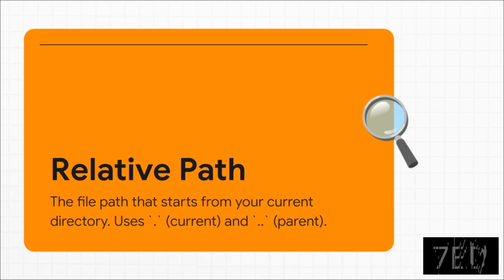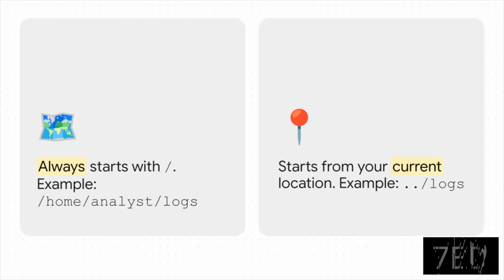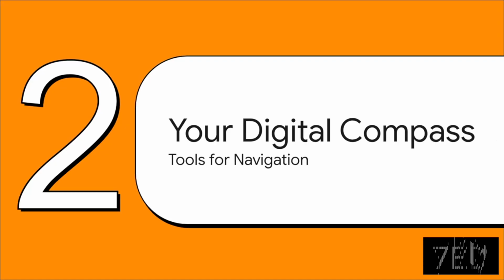But let's be real, you don't always need to use the full address. A relative path is like a local's shortcut. It gives directions based on where you are right now. It uses a single dot to mean right here, and 2 dots to mean the folder 1 level up from here. Let's see how this actually works. So imagine you're in a projects folder, and you need to get to a logs folder that's right next to it. Instead of typing out that whole long address from the root, you can just use the relative path, ../logs. It just means go up 1 level and then pop into the logs folder. So much quicker.